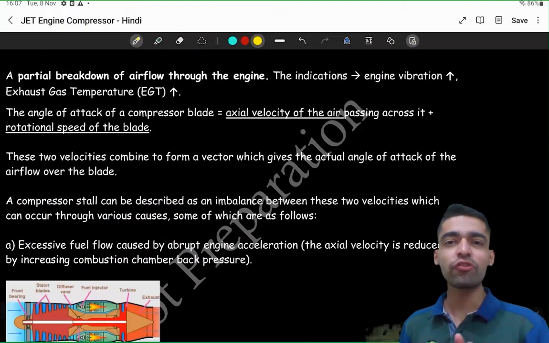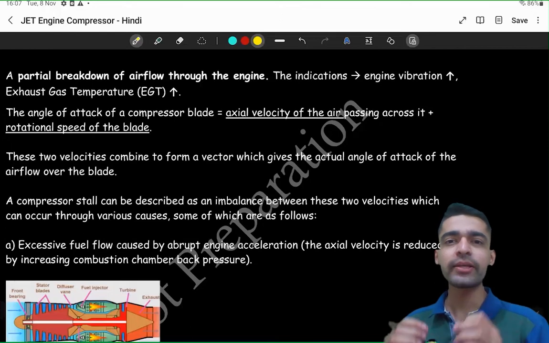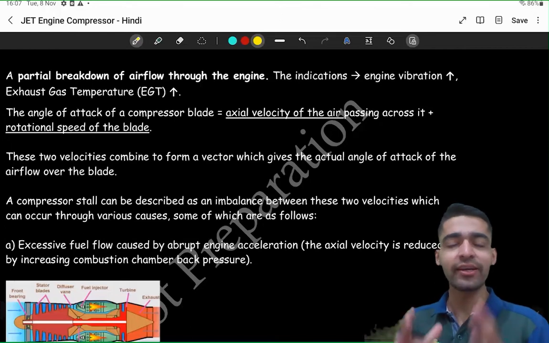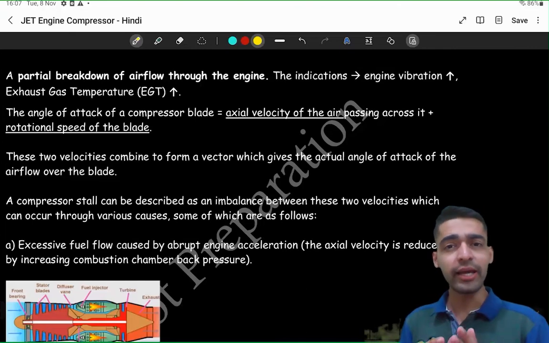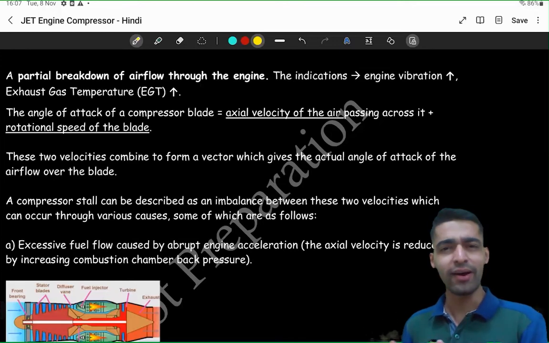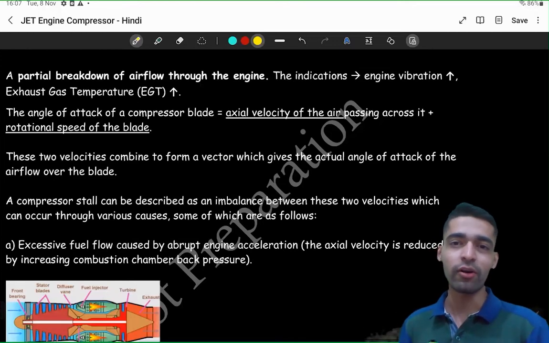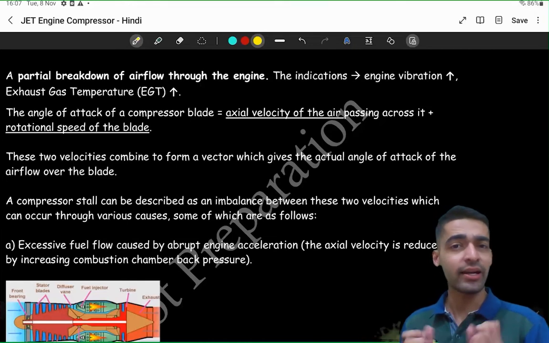Now understand this very carefully. What is the property of a compressor? The property of the compressor is to compress the air at a very high rate. That means at a particular time, more and more air should get compressed so that our turbine will rotate at a very high rate, right? And if the turbine rotates, we will be able to travel at a very high, very fast rate. That is what we want, correct? So what we want is to compress the air at a very high rate.